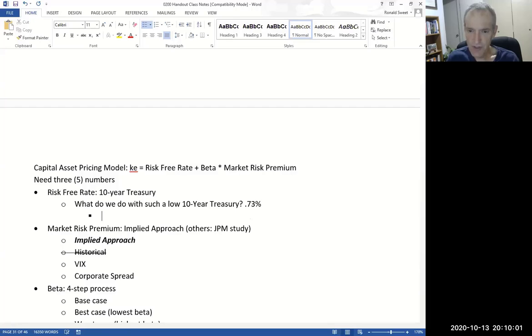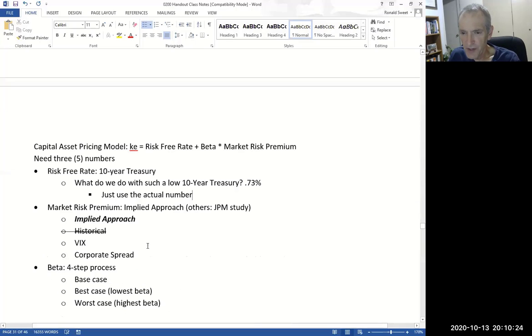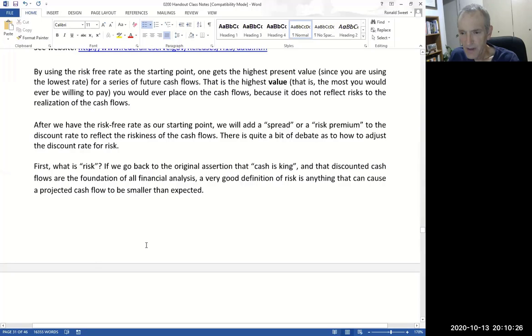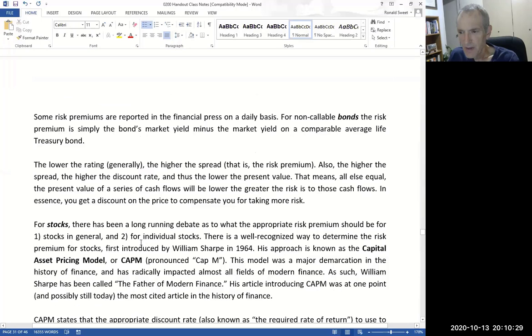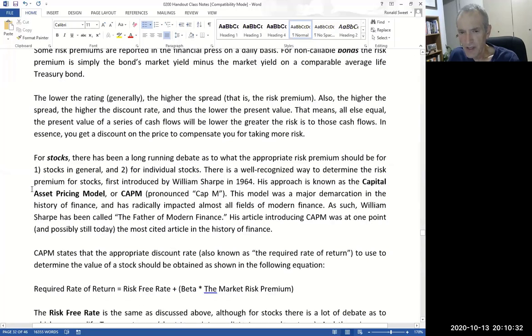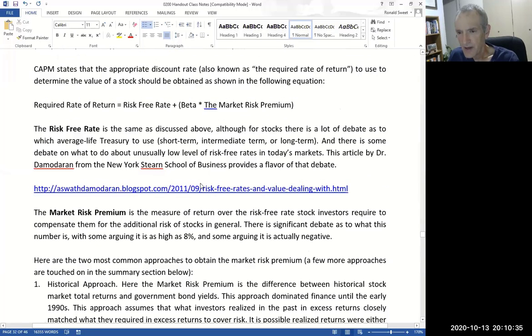So there's 3 approaches. You can just use the actual number. Now that is the easiest approach. You can certainly do that, but you've got to talk about it in your paper. You can't just say, my approach is just to use whatever the number is and forget about it. No, you've got to discuss why you think that's appropriate. Now, down below in the notes, I have a link to a Dr. Damodaran blog. It's a few years old. I think he's updated it since. So if any of y'all can find a more recent one, send it to me.